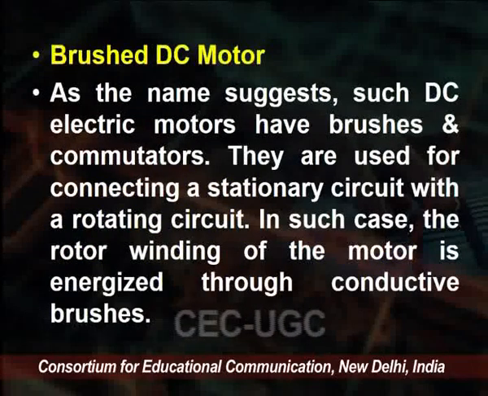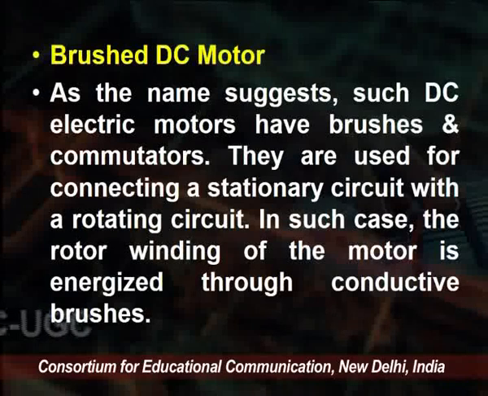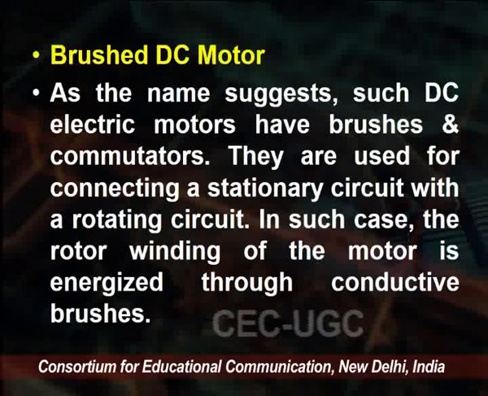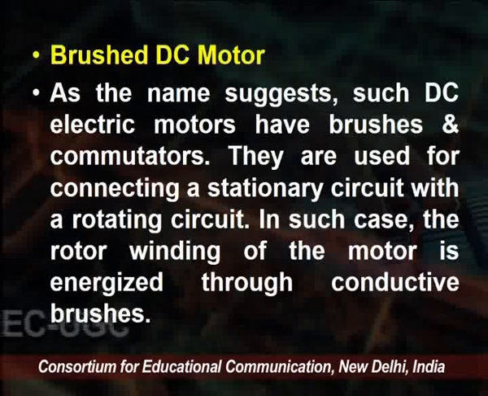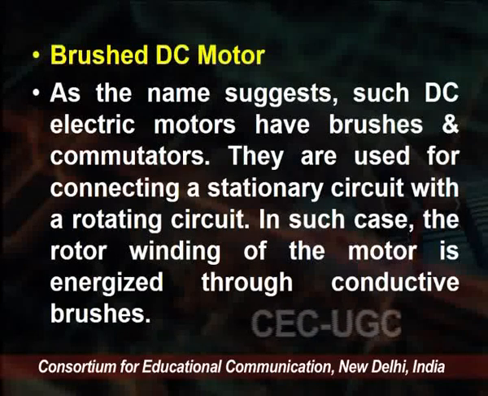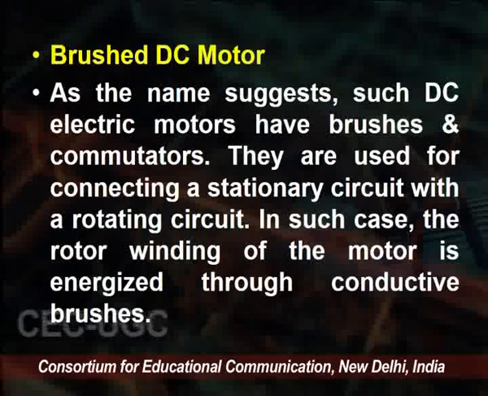As the name suggests, this DC motor uses brushes and commutators. That's why it is called the brushed DC motor. DC electric motors which use brushes and commutators are known as brushed DC motors, and they are used for connecting a stationary circuit with the rotating circuit. Through this brushed motor we can connect both the stationary and the rotating circuit.